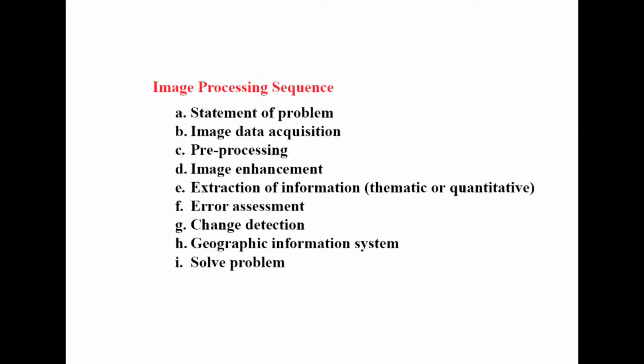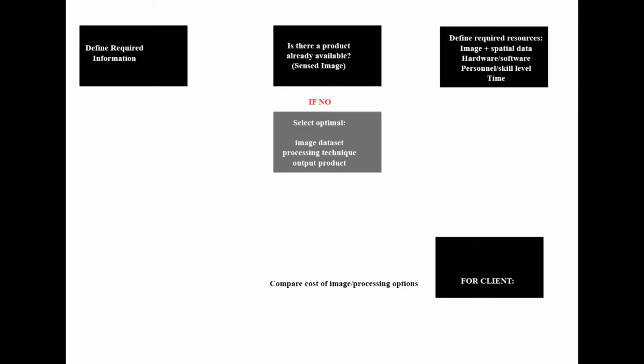So first, before I get into that though, let me just do some background stuff. The image processing sequence generally follows, right? We have a statement of the problem, then we do some image data acquisition, then some pre-processing, image enhancement, extraction of information, so thematic or quantitative, and then you'll do some error assessment, change detection, geographic information system. If you need GIS, that's where you'll use it, and then you'll solve whatever the problem is, right? So that's all the background information that I've talked about previously in all the other videos. So that's all image processing, which is just the core work.